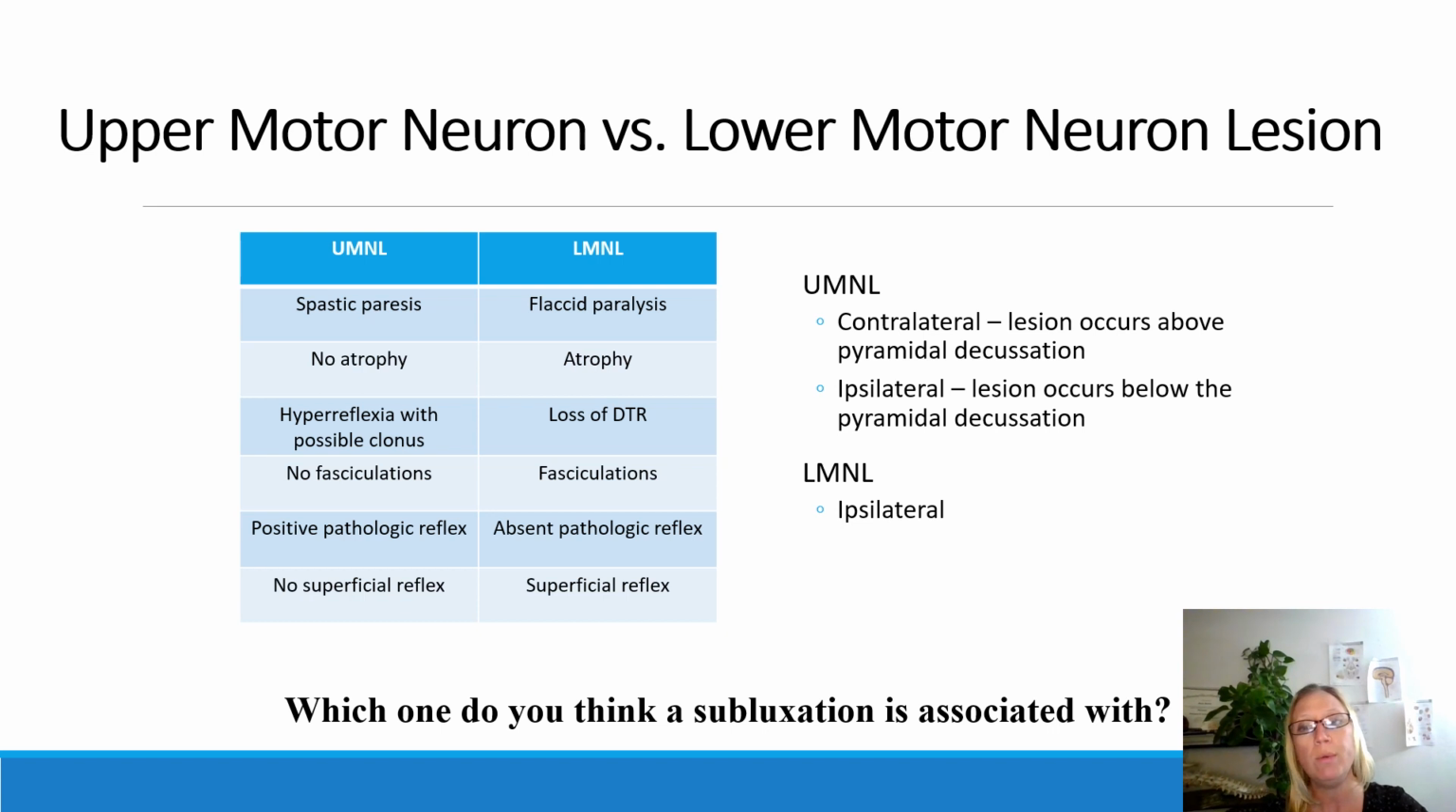Lower motor neuron lesions are going to be ipsilateral, and this is going to be a flaccid paralysis, so no movement. Therefore, we're going to see atrophy because you can't move it. And then you see a loss of deep tendon reflex. So you hit the knee, right? So instead of getting your good reflex, that was my knee, right? Analogy for the knee there.